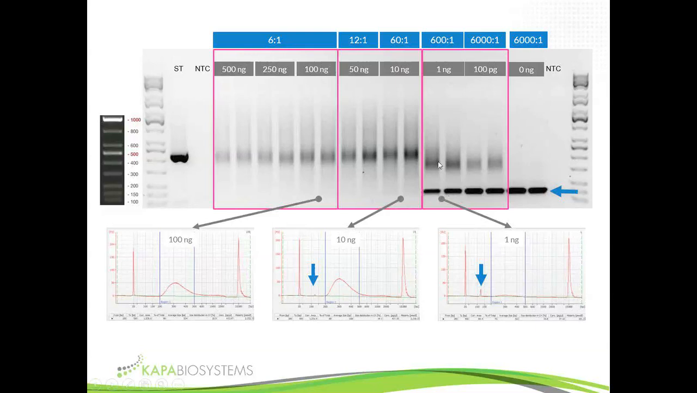And so there definitely is an optimal. You just can't keep on adding adapter. That optimal, as I said, for conventional kits is probably around 50 to 100 to 1. For the HyperPrep chemistry, it's a lot higher. And this is what I'll show you on the next slide.